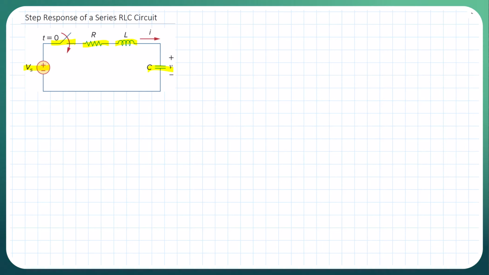Okay, so the first thing we want to do is, at time t greater than 0, the switch is closed, so let's apply KVL around this loop, around the loop of the circuit for t greater than 0. What we'll see is we have L di over dt plus Ri plus V is equal to the voltage source. We know that i is equal to C dV/dt.